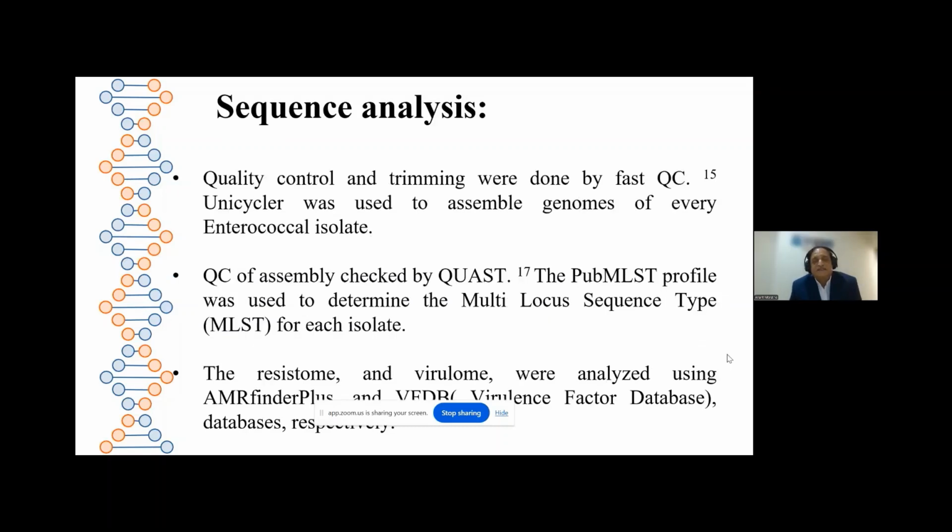For the sequence analysis, the quality control and trimming were done by FastQC. Unicycler was used to assemble the genomes of every enterococcal isolate. QC of the assembly was checked by QUAST. The published profile was used to determine the multi-locus sequence type, MLST, for each isolate. The resistome and the virulome were analyzed using the AMRFinderPlus database.